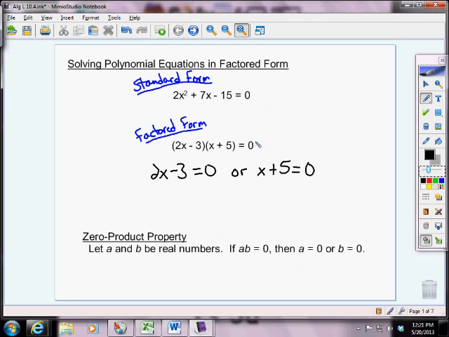So again, just to sum it up, because of our zero product property, if we set something equal to 0 and it's written in factored form, that means one of the factors has to be equal to 0. So set them each equal to 0, solve, and you get your solutions to your polynomial equation.